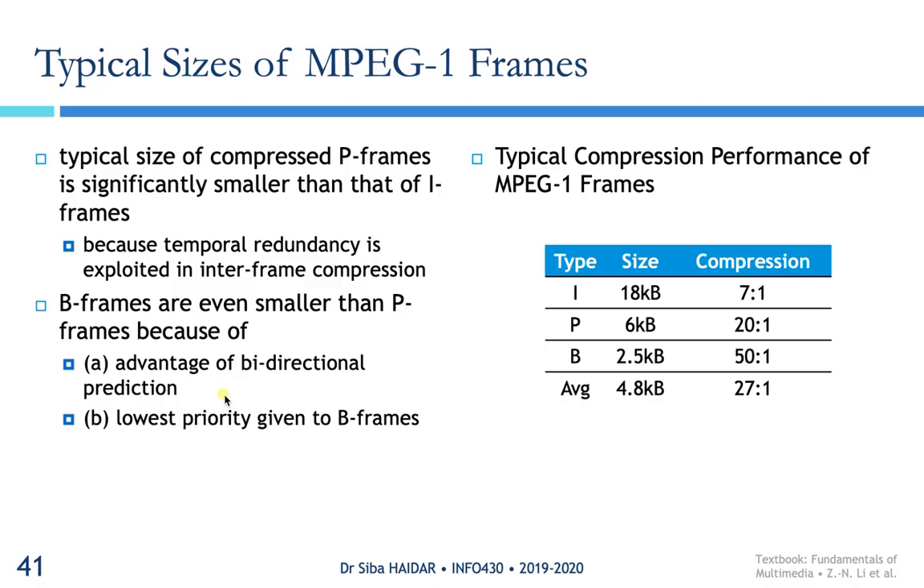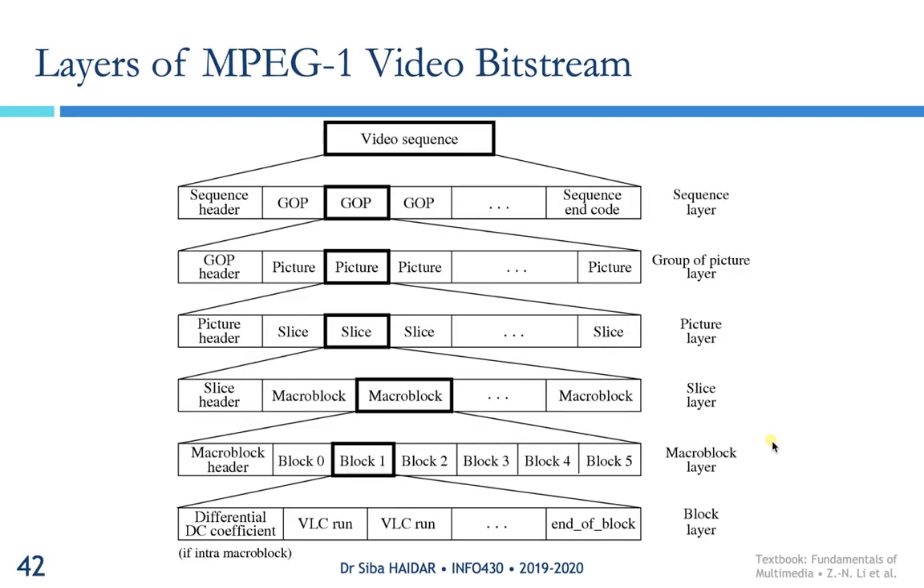So typical compression performance of MPEG-1 frames: the I frames are compressed at a compression ratio of 7:1, the P frames 20:1, whereas the B frames 50:1. So the B frames are really very, very compressed, and the P frames also. On average, the compression ratio is 27:1, which gives a size of 4.8 kilobytes as a compression.